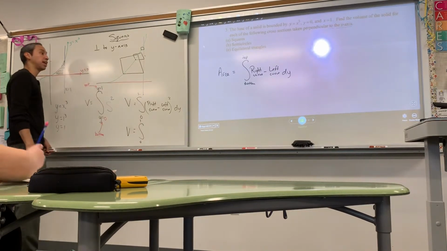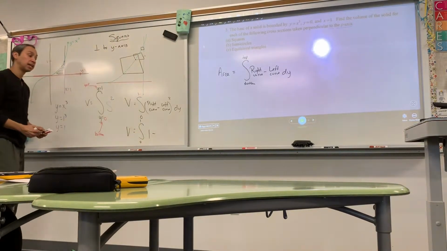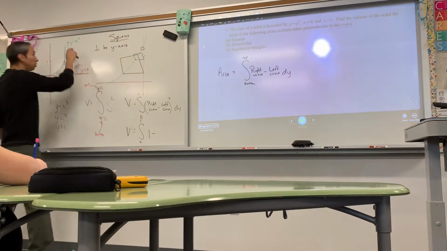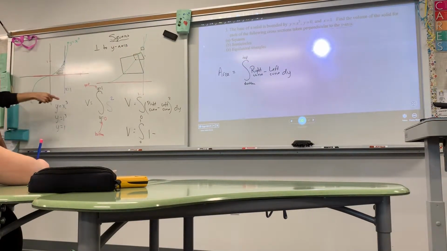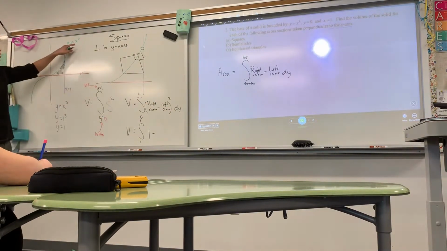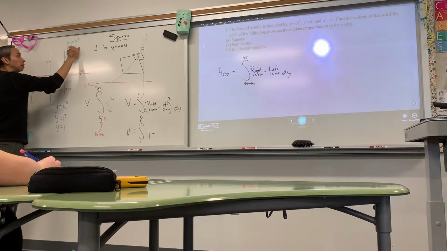So the curve on the right is x equals 1. Notice how that is solved for x. The curve on the left is y equals x cubed. But I can't plug in an x cubed because I have a dy. So what do I have to do to this equation before I can plug anything in? You have to solve it for x.